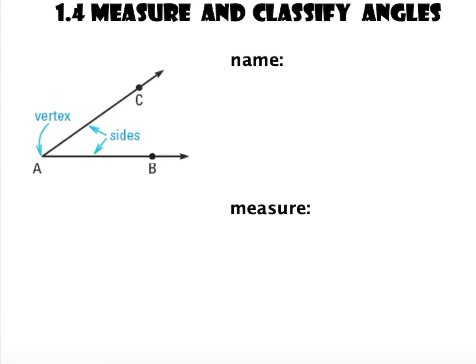It's all about angles today. First, we're going to do a quick review of how we name angles. One way to name this angle over here is by its vertex point, so I could call this angle A.